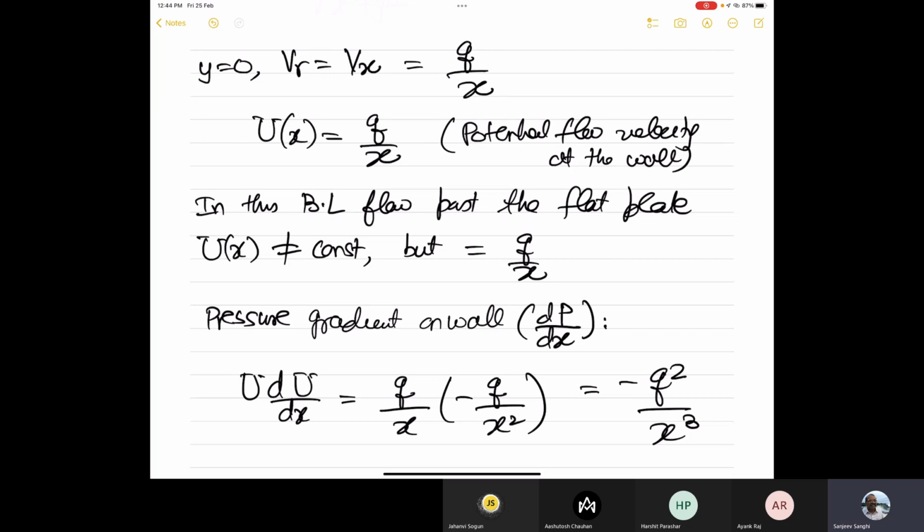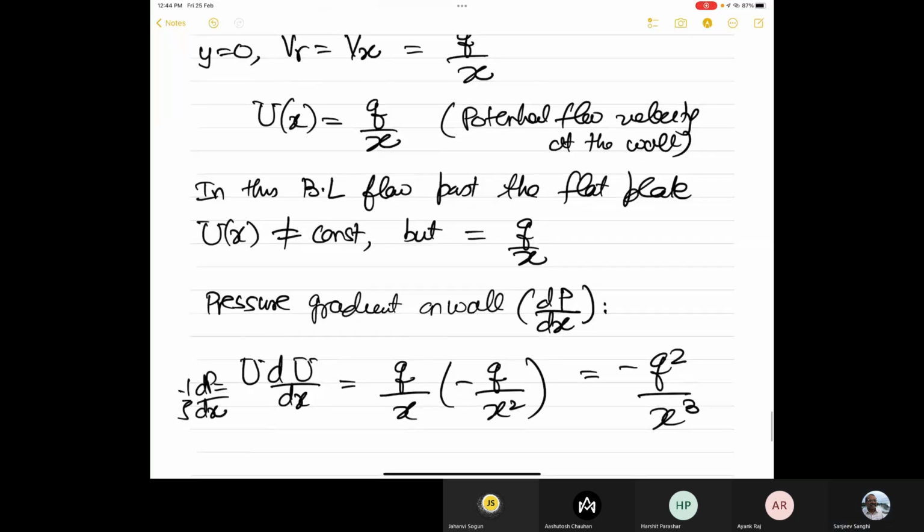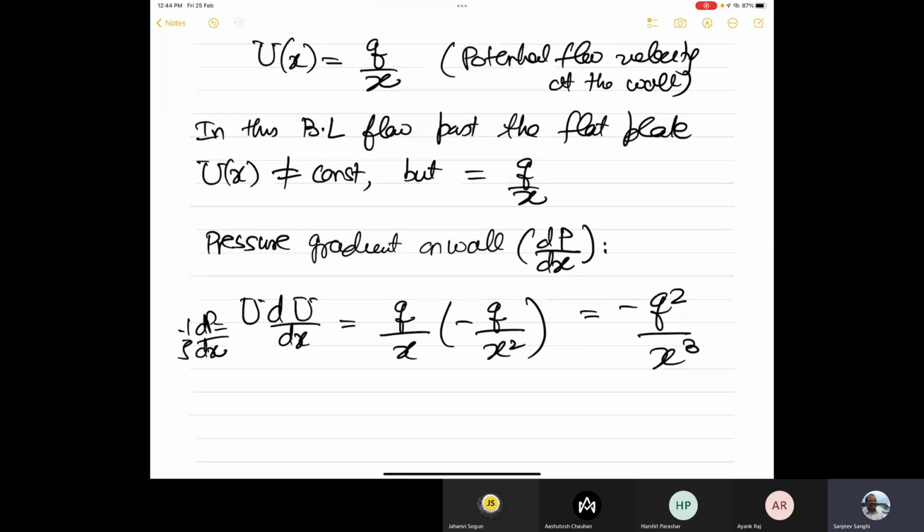So the pressure should increase. Is there a minus sign mistake? Let me just take x goes to... Okay, so this is U dU by dx, which is equal to minus 1 over rho dP by dx. So this is just to illustrate. By this example, I thought I have clearly illustrated. Is that fine?